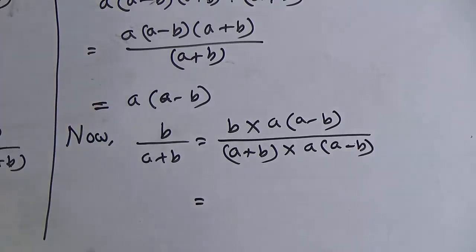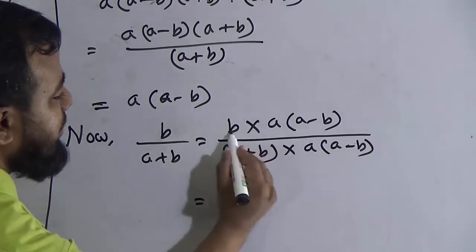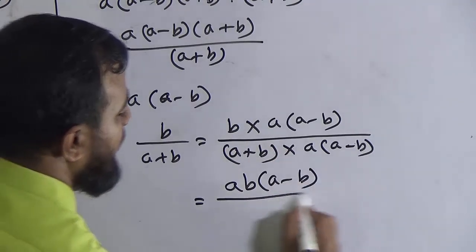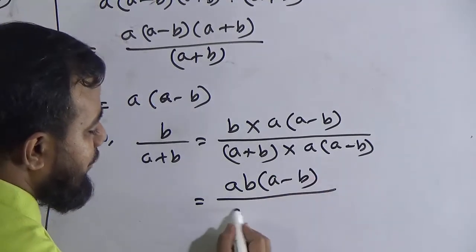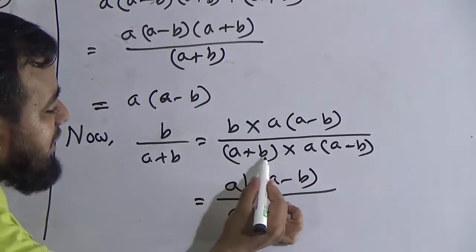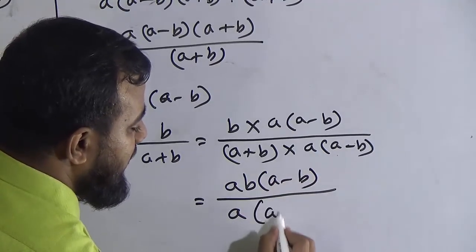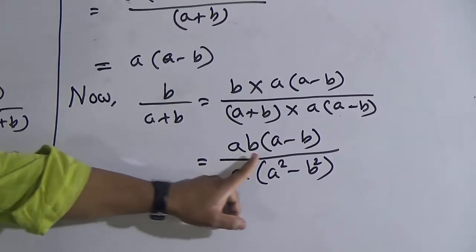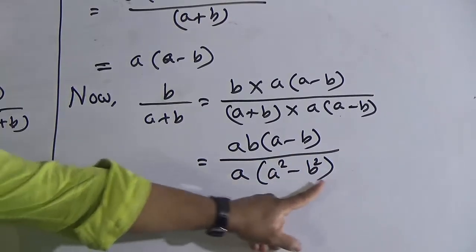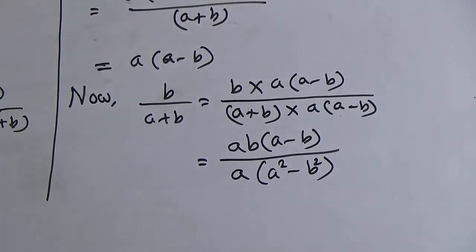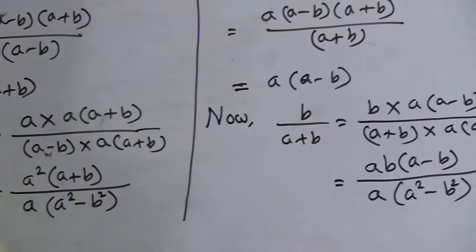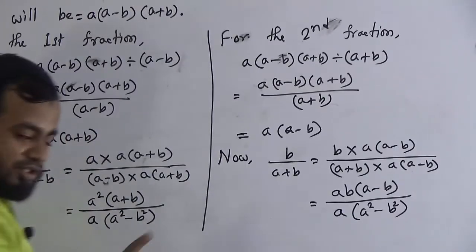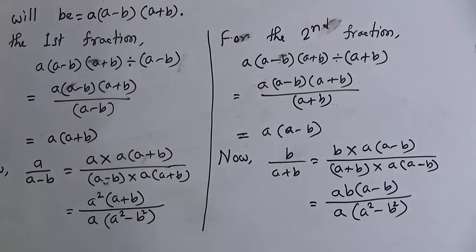Now my dear students, what will it become? It's a into b. You can write ab into a minus b, and our denominator will have a in the front, and we can apply the formula again, a plus b into a minus b. It will be a square minus b square. So our second fraction becomes ab into a minus b divided by a into a square minus b square. Look, the first fraction and the second fraction's denominators become the same, a into a square minus b square, and the third fraction's denominator will also become similar.